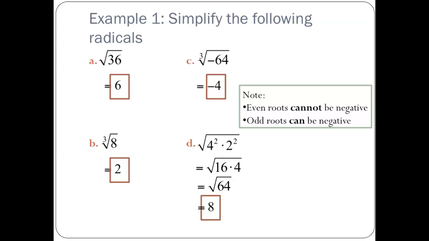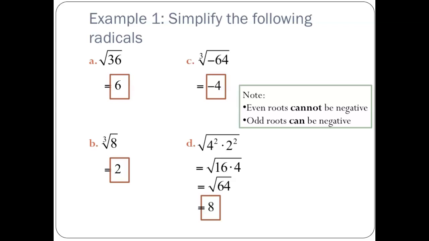Now if you have a negative number, a negative times a negative has to be positive. So there's no way that you can find a number multiplied by itself an even number of times that won't be positive. So when you take the even root, it cannot be negative.